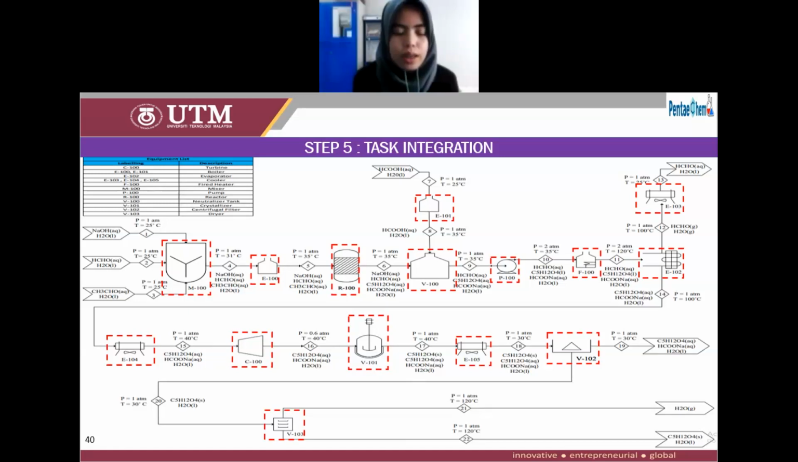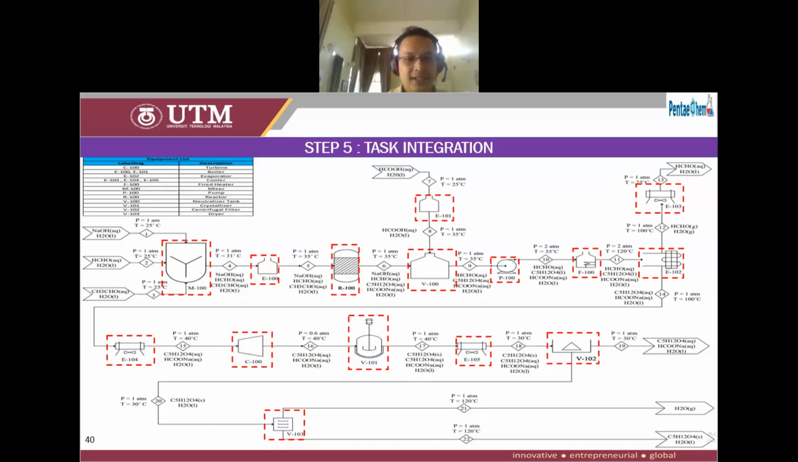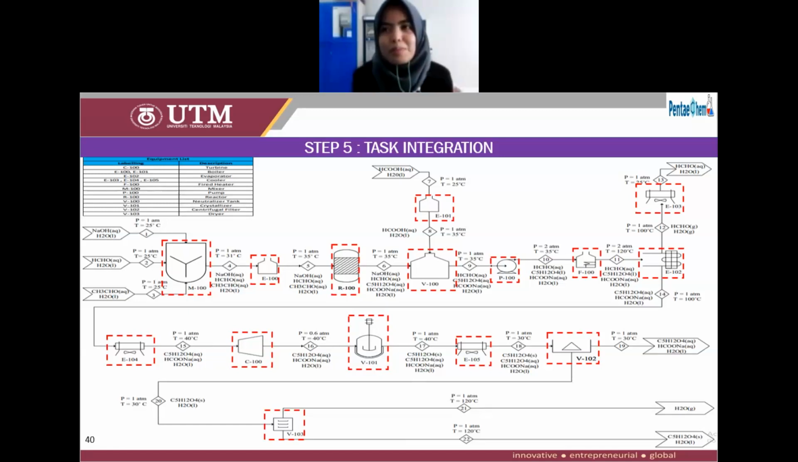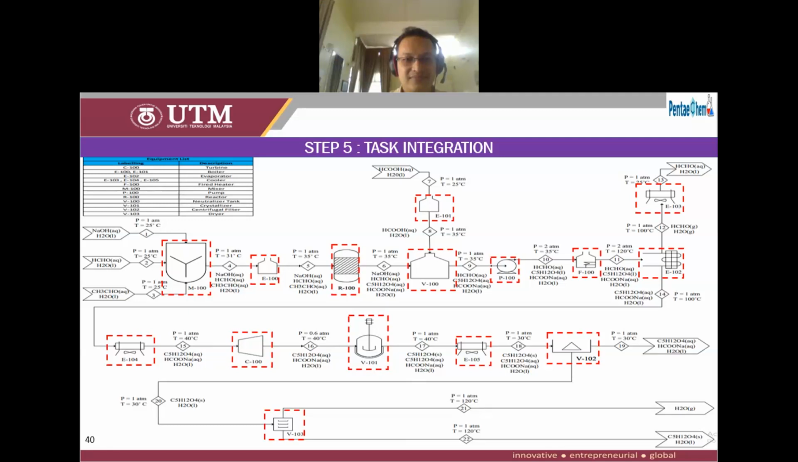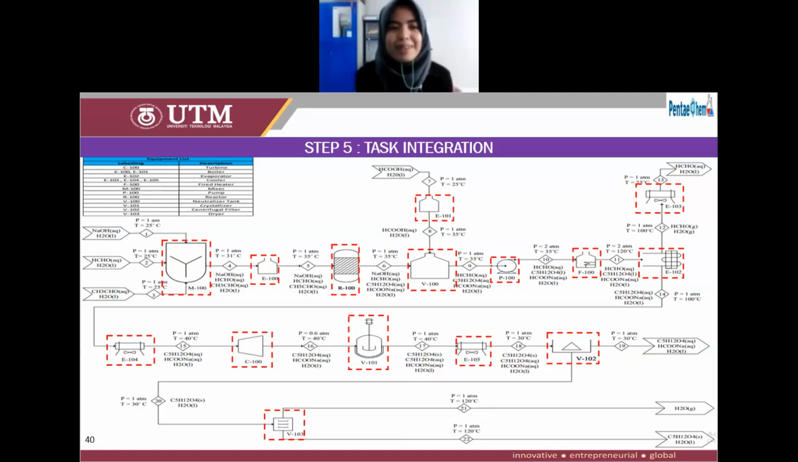Maybe tak jauh dari satu ATM. Okay. Lebih kurang lah. Yelah, lebih kurang berapa kalau tak jauh dari satu ATM? Maybe 5 to 10 or 5 to 4, something like that.